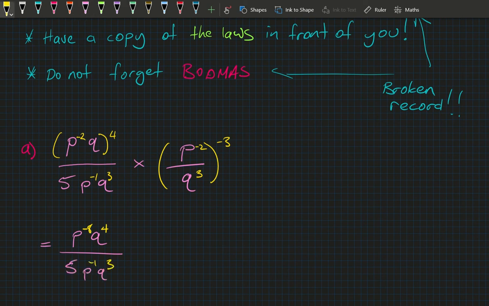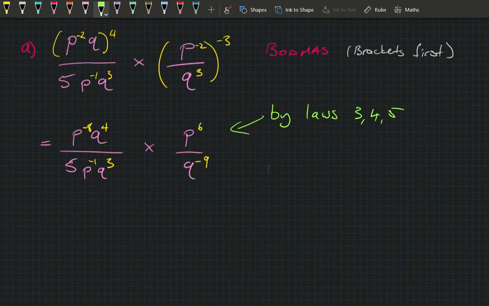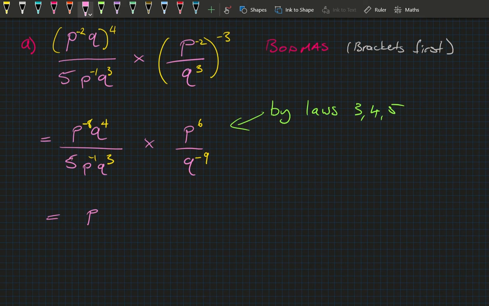With the fraction on the right, we raise the numerator and the denominator to the power of minus 3. So now we have p to the minus 2 times minus 3 is 6, q to the minus 9. BODMAS for the brackets, and I've used laws 3, 4, and 5. P to the minus 8 times p to the 6 becomes p to the minus 2, and q stays as q to the 4, and for the denominator, 5 times p to the 1 times q to the minus 6.